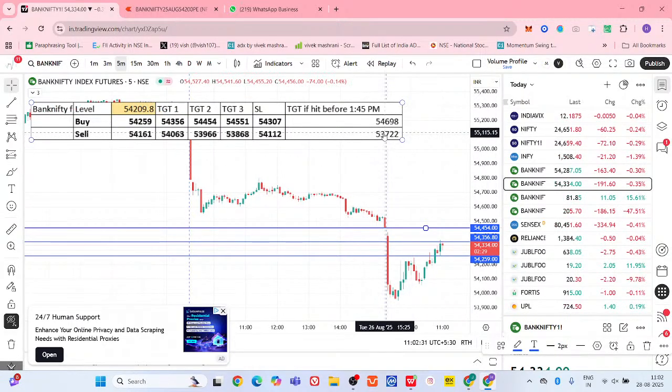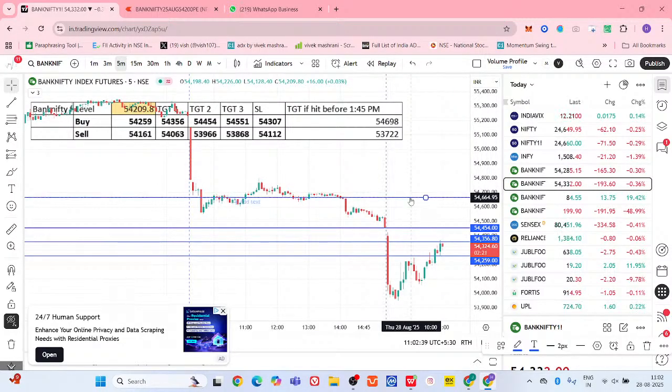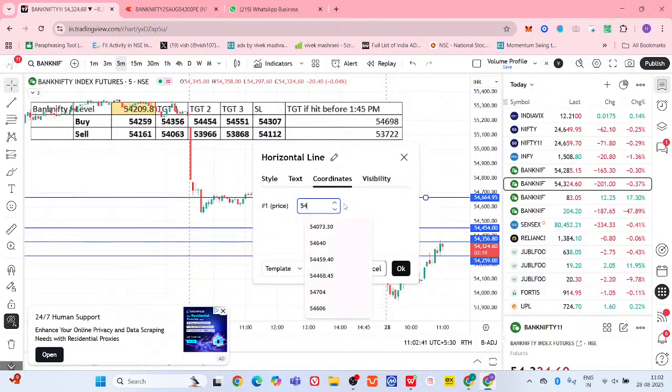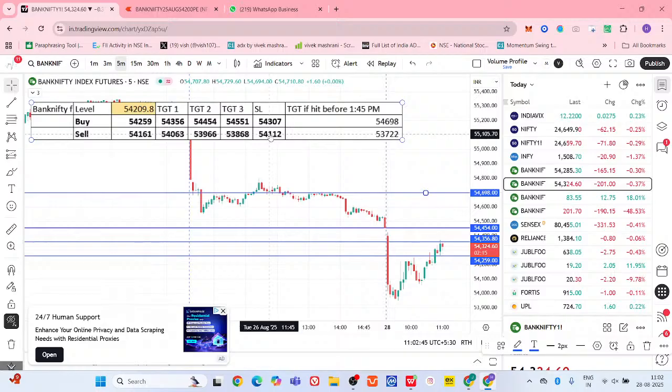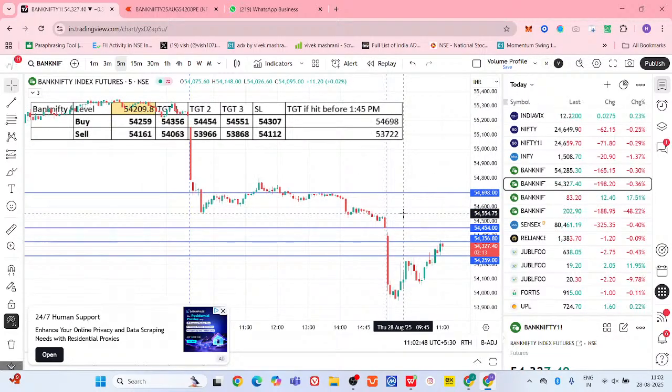See this 54,698. If it does, then what is this? Let's mark 54,698 also. That will also be a reversal zone. And 54,551.